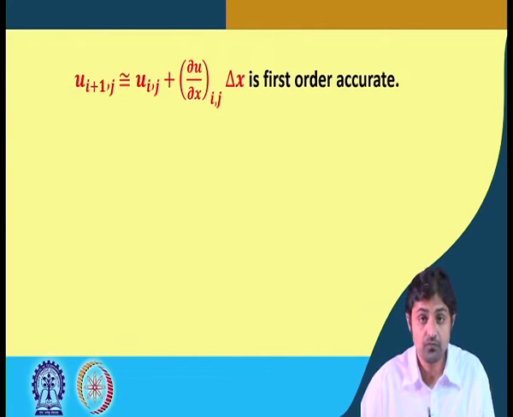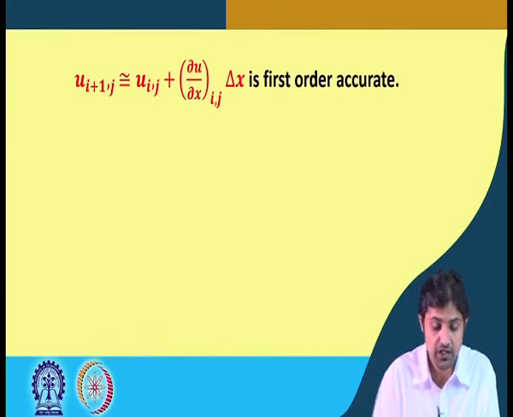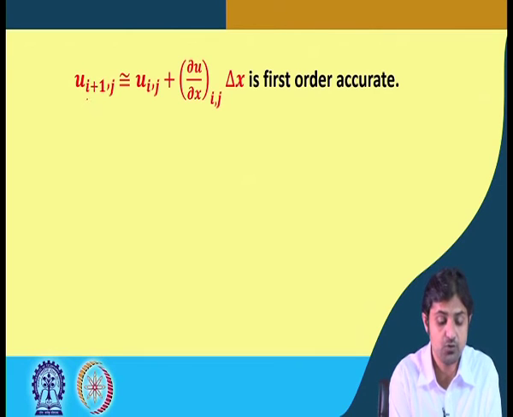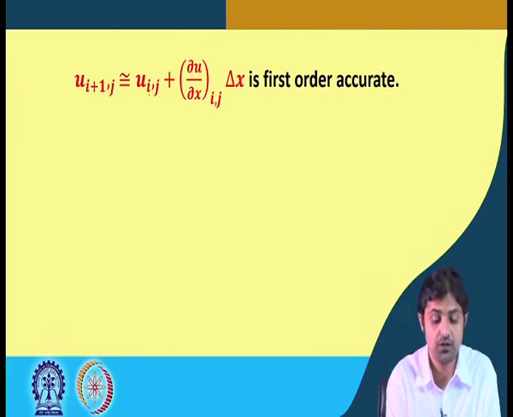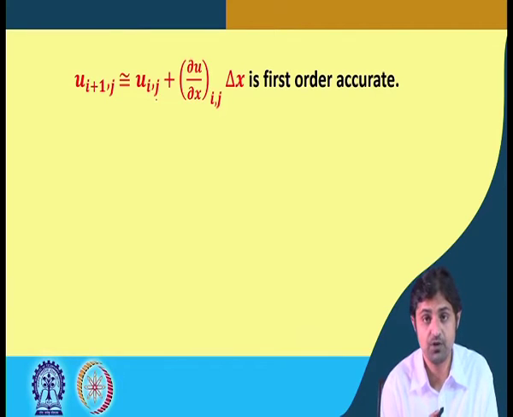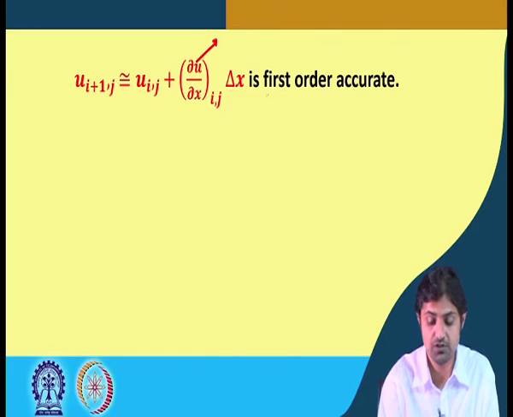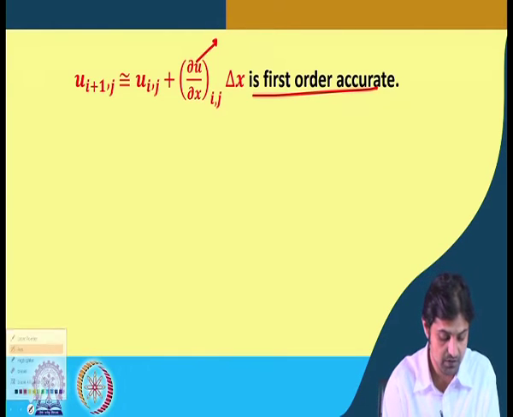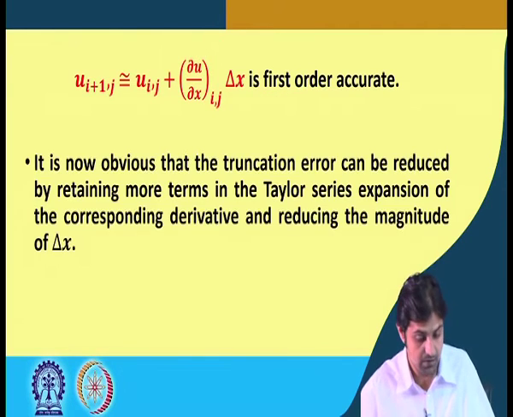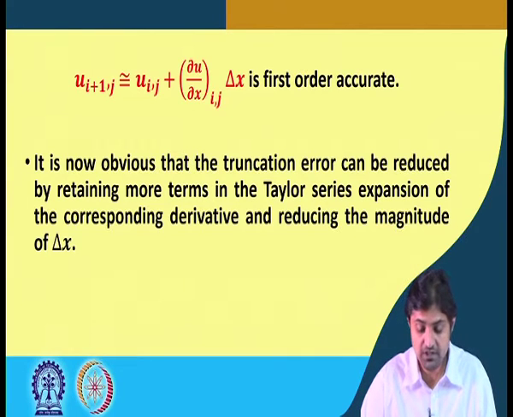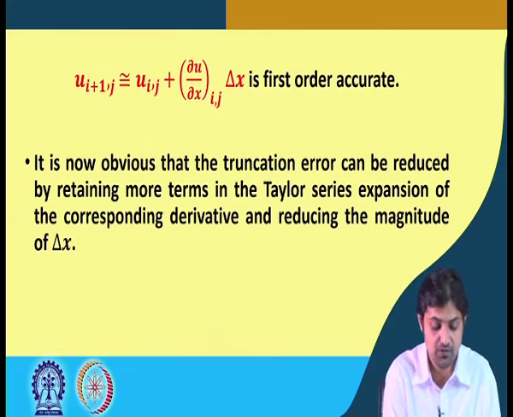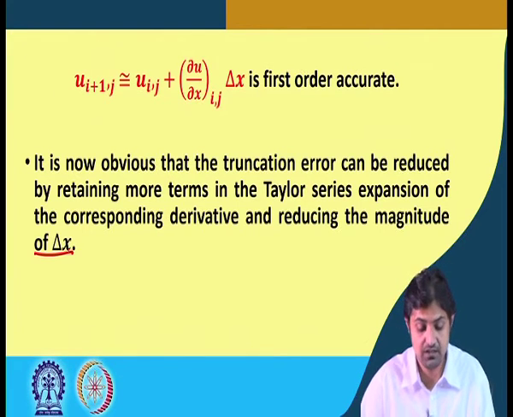So, if you want to make it first order accurate, it can be written as u_(i+1,j) is u_(i,j) plus ∂u/∂x evaluated at (i,j) into delta x. So, this is first order, so it is first order accurate. So, it is now obvious that the truncation error can be reduced by retaining more terms in the Taylor series expansion of the corresponding derivative and reducing the magnitude of delta x.